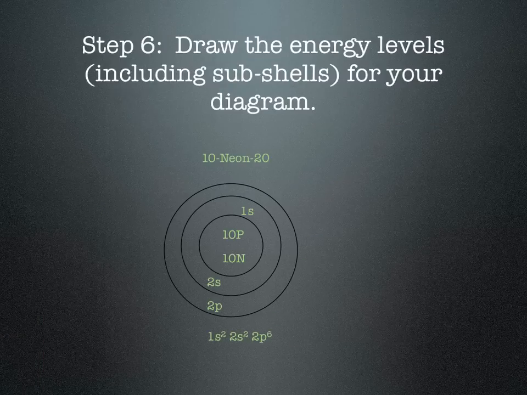Draw the energy levels, including subshells, for your diagram. You would simply look at the electron configuration and draw all of the main energy levels used in that particular atom. In this particular atom, you'll find electrons in the first and second main energy levels, so you would need to draw both, and all of the subshells contained within.